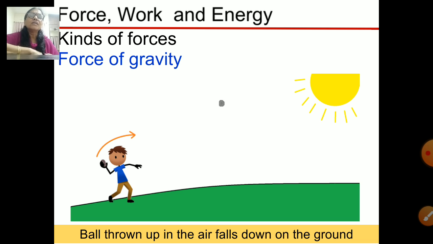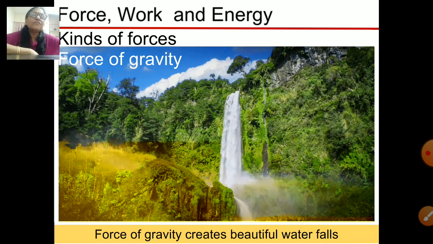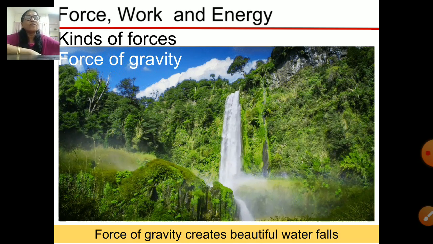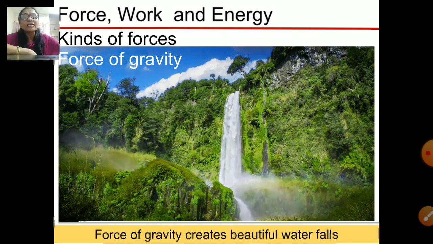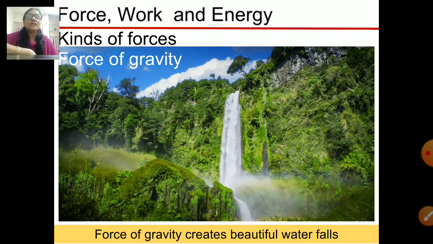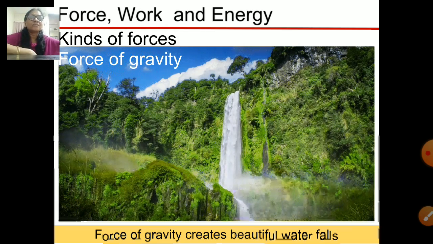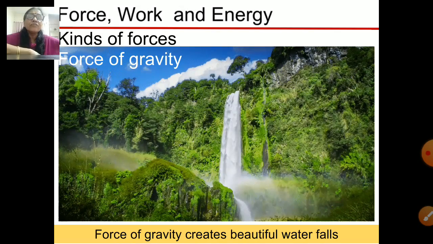This force is from the earth, and it pulls the object towards itself, means it pulls it down. Understood? This is called the force of gravity. Another example we can see is a beautiful waterfall. You can see the water flowing down. This also gets attracted towards the ground because of the force of gravity. It acts on the water also, and because of that the water falls down and it creates a beautiful waterfall. You understood? Because of the force of gravity only we are also able to stand on the earth, you know.